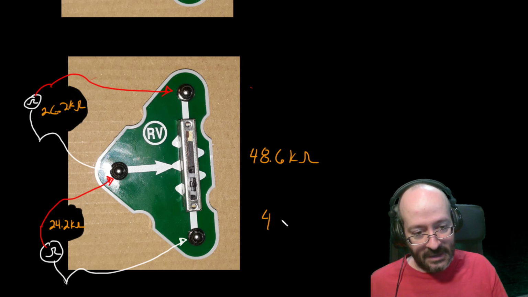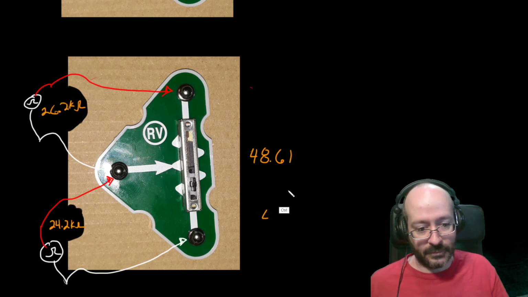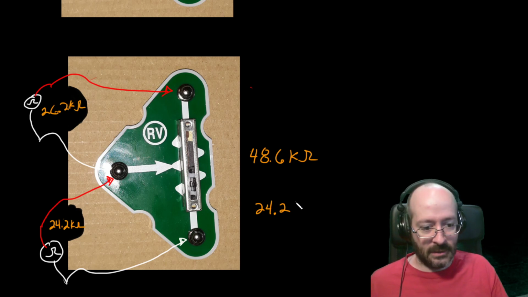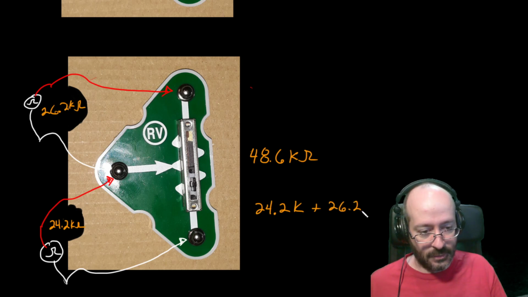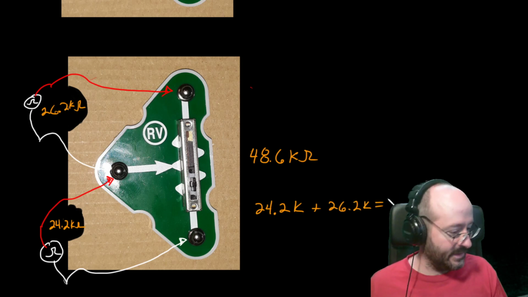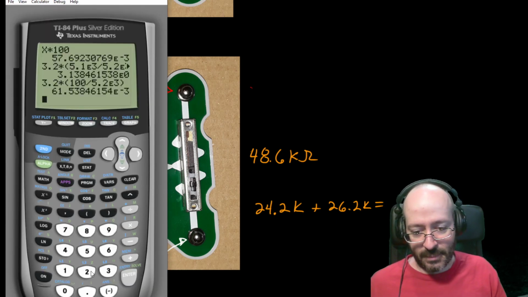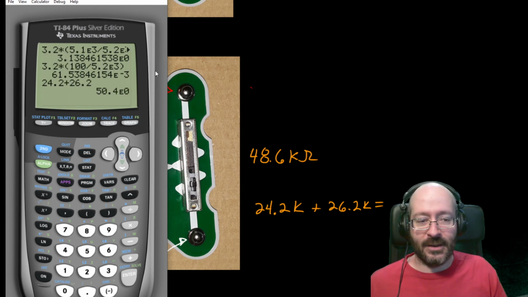So with any luck, what we have is two resistors in series that add up to the resistance between the end terminals. Wow, I can't say that word today. Okay, so 24.2K plus 26.2K. Well, what does that equal? 50.4. I just did it in my head, but I don't trust my brain right now because I've been talking for a while. I don't trust my brain when I've been silent for a while either, to be fair. Okay, 50.4.